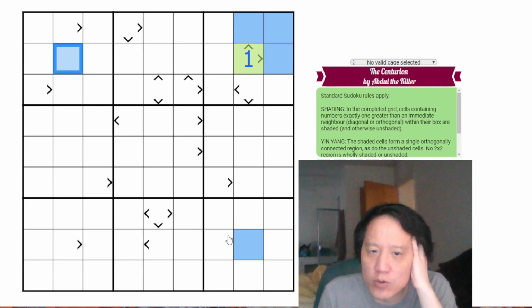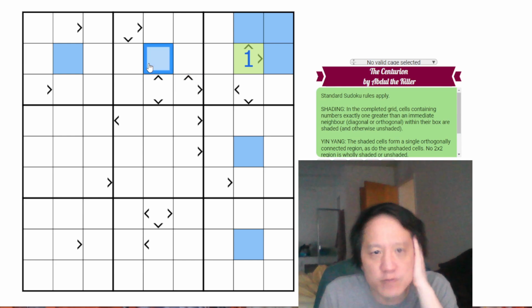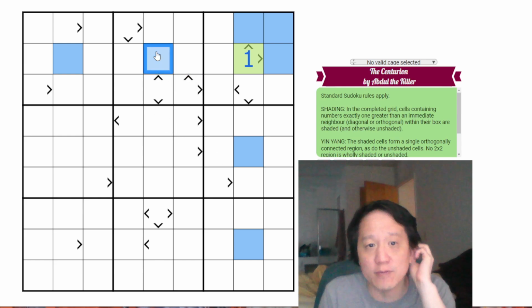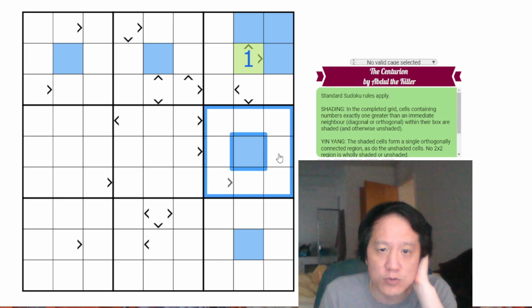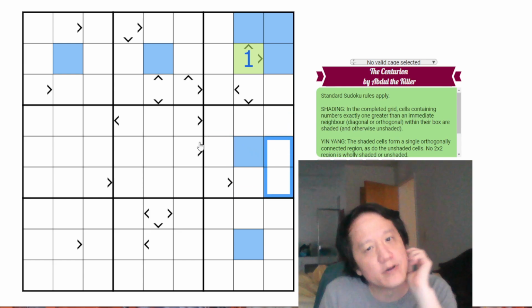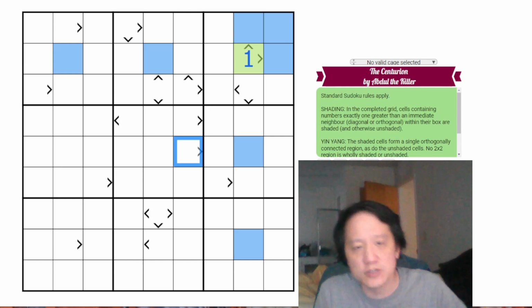So actually we also know this is shaded and this is shaded too, because of the same reason. This cannot be 1 and this can't be 1. So if it's a 2, there's always going to be a 1 around here. This is 3, there's always going to be a 2 around here. There's a 4, there's always going to be a 3 around here, etc. Right? So, okay.